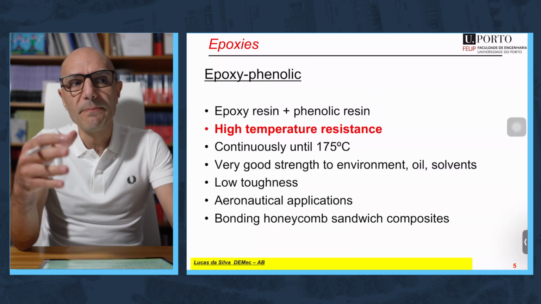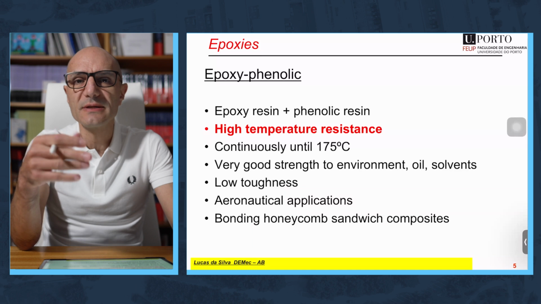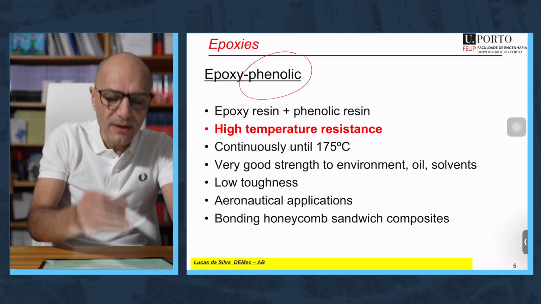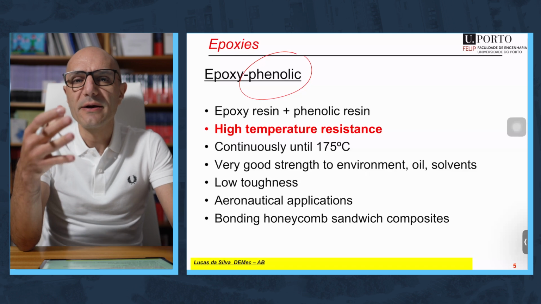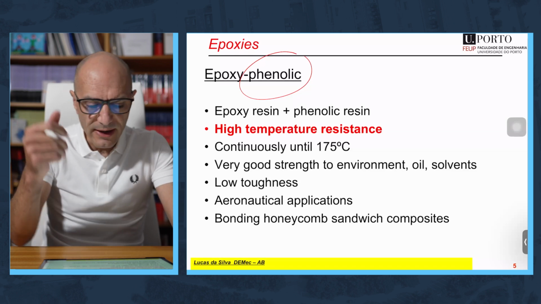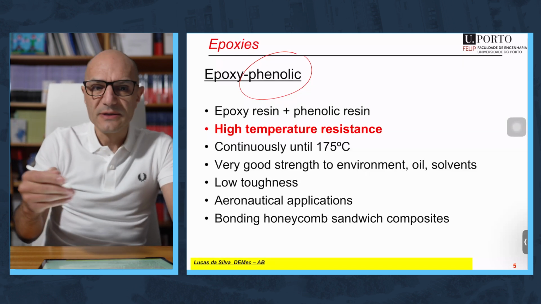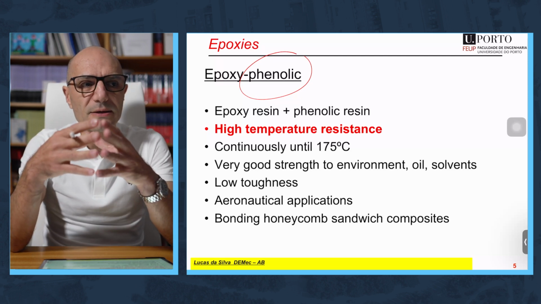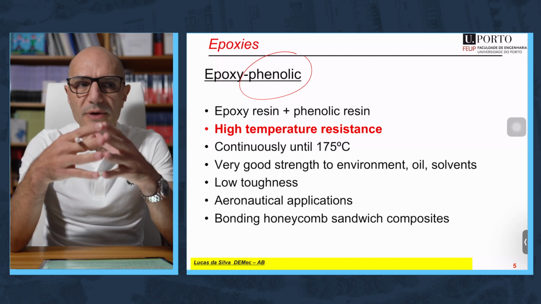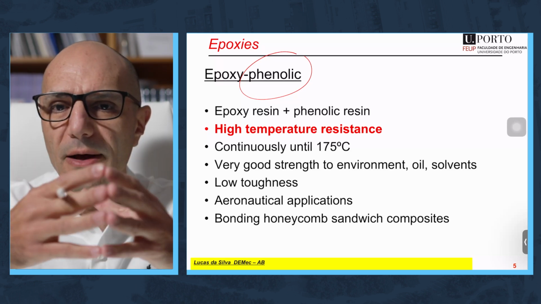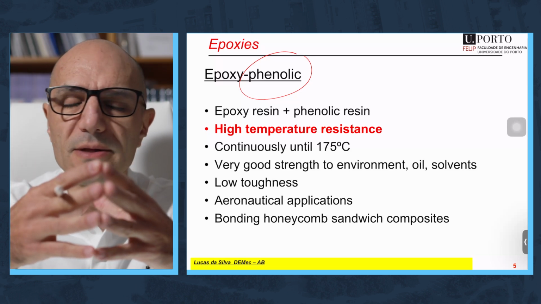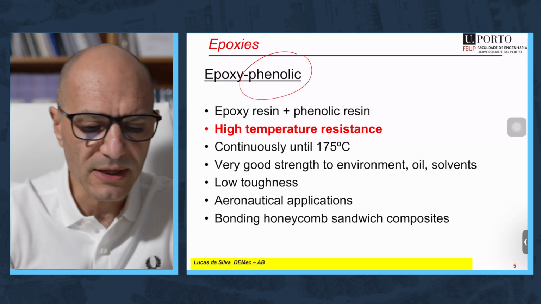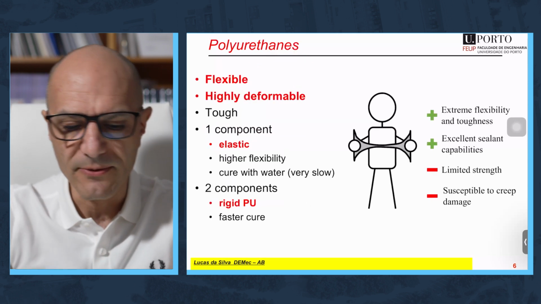If you want an epoxy that has to withstand high temperature, you can modify it with phenolic. Phenolics typically are adhesives that withstand very high temperatures. So, for example, if you need an epoxy that is to be used next to the engine or in another application where the temperatures will be at 150 degrees, for example, then you can use an epoxy phenolic adhesive.